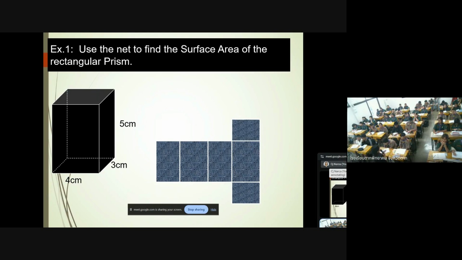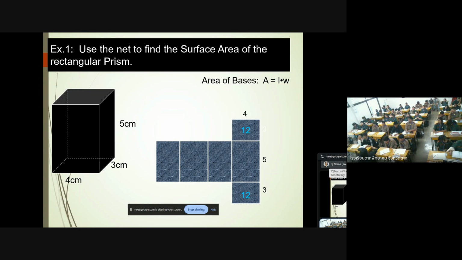Now, this is a rectangular prism. Let us solve the area. What is the measurement of the base? What is the length of the base? 4 and 3. So, the lengths of the base are 4 and 3. Therefore, we just multiply it. We have 12, and 12, because there are 2 bases. So, 4 times 3, we have 12 and 12. Understand?